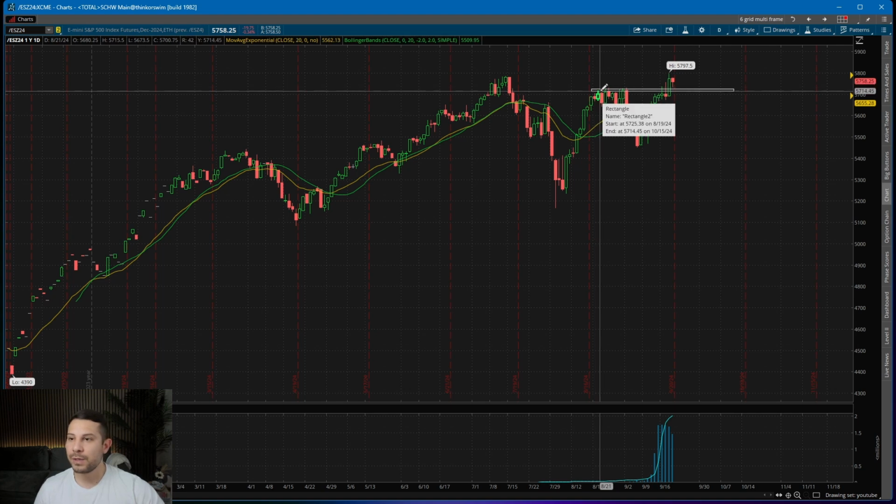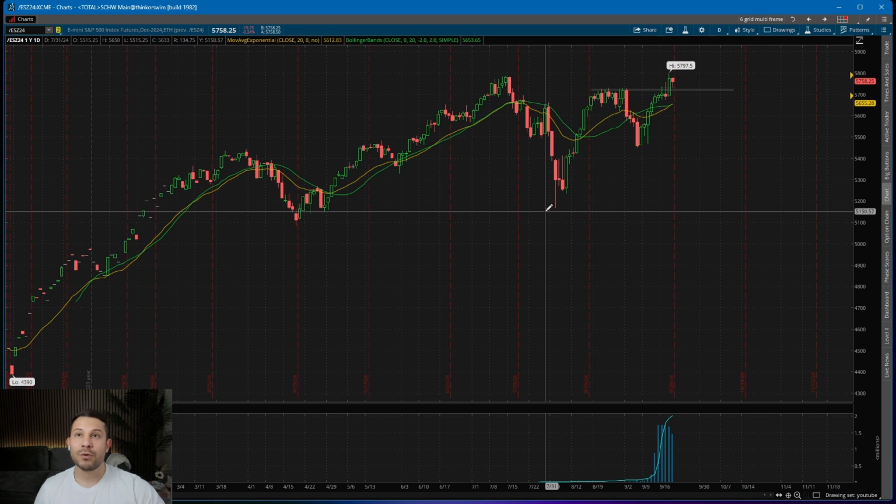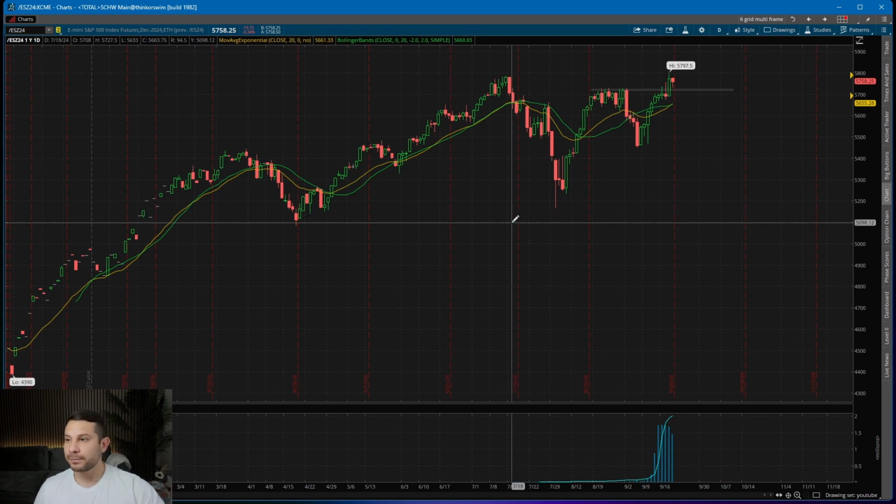So the zone was give or take from 57.23. The tip of it was about 30s, give or take, right? I'm just eyeballing it. Okay, this is why I create zones. I don't create levels. Plans.